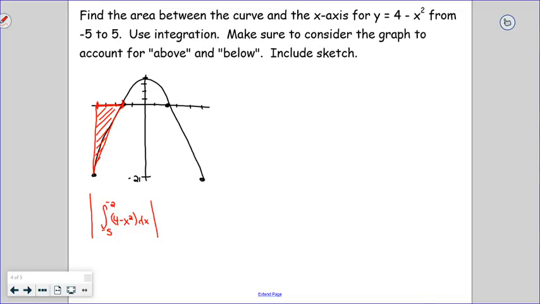Our second one will go from -2 to 2. That is all above. Again, using our x-axis, and the function gives us the area above our x-axis. We don't need absolute values. It would not hurt our answer if we did. And our last one is going to start at 2 and go to 5. Again, connecting our x-axis and our function for this area below.